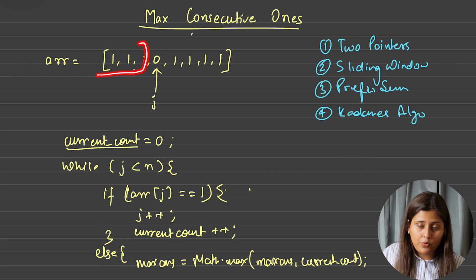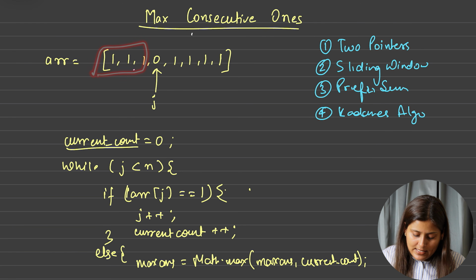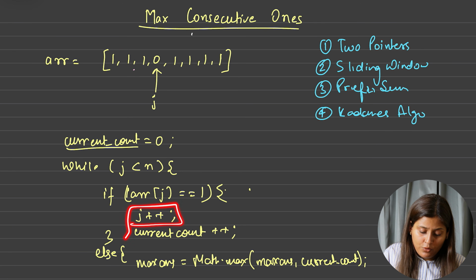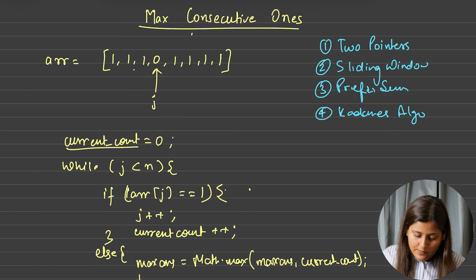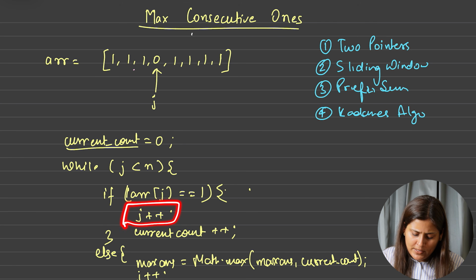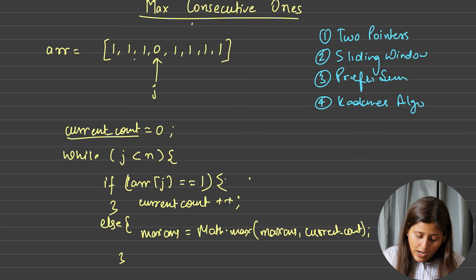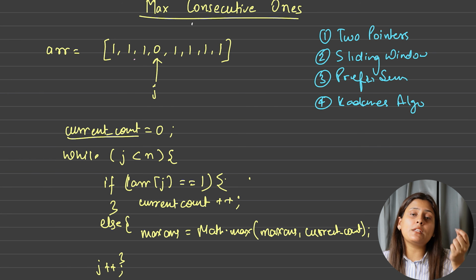Okay. Now if this is the case, what do you think? Till now my current count was 3. Correct? Now next time my j plus plus will move. Okay. So j plus plus again in this case also. Correct? So we saw okay j plus plus is common in both if and else case. So we can put this outside the if else also. So after coming out of the else block we will simply write j plus plus because for both if and else case I want my j plus plus to run.